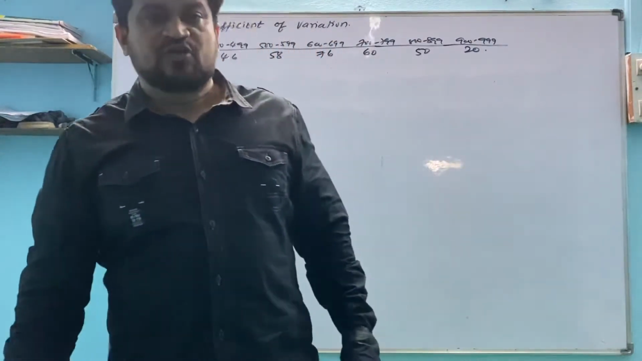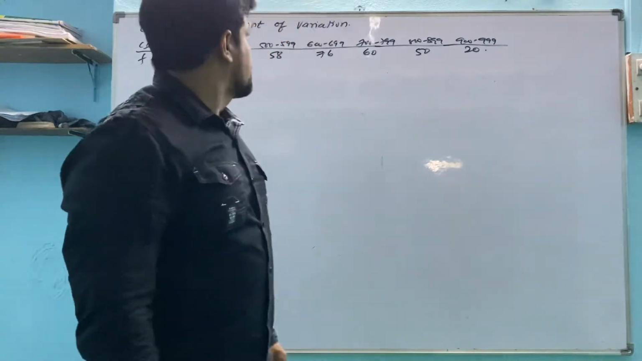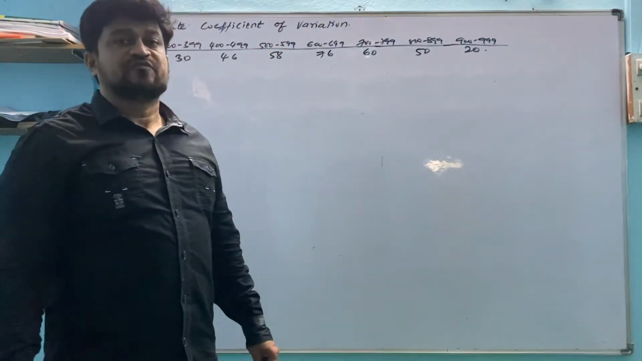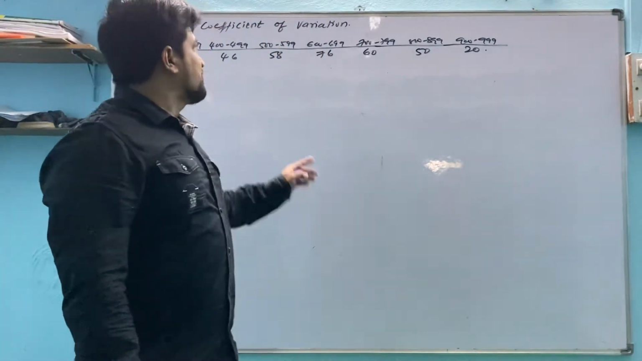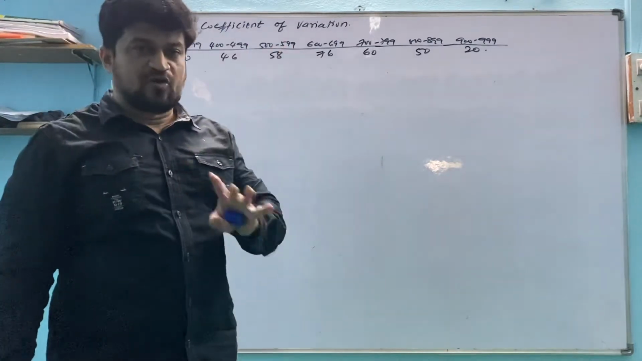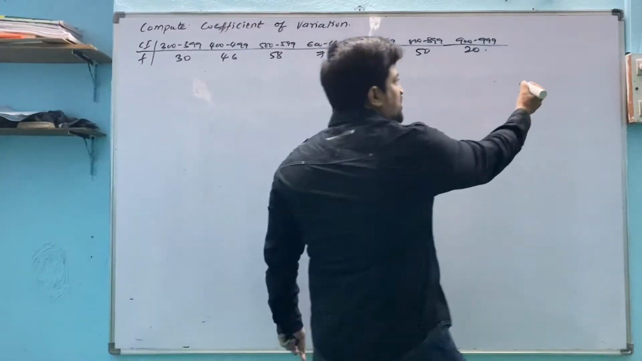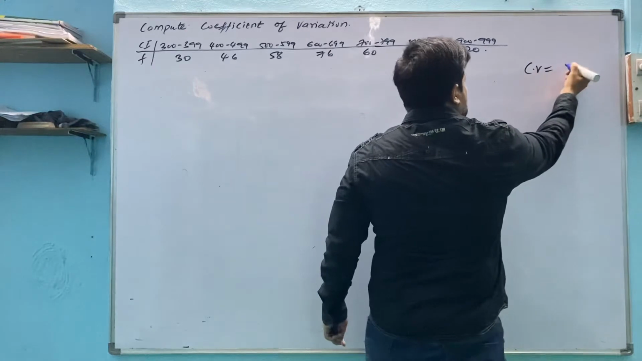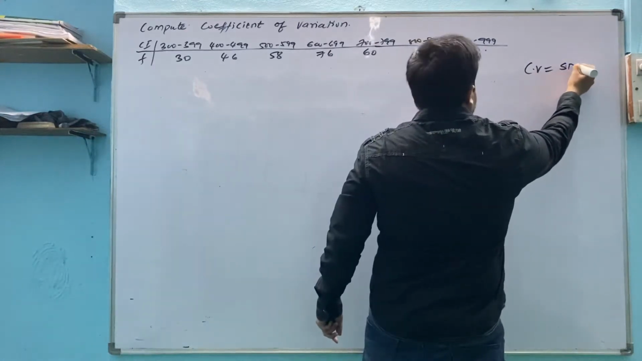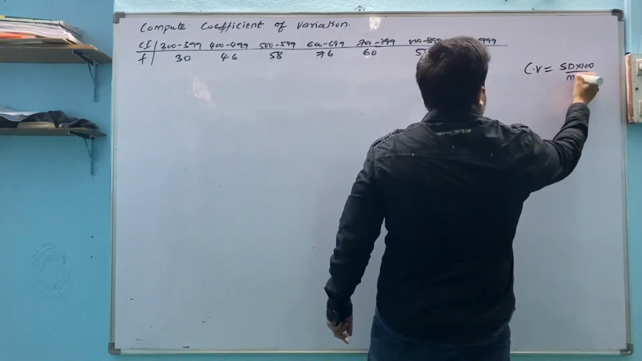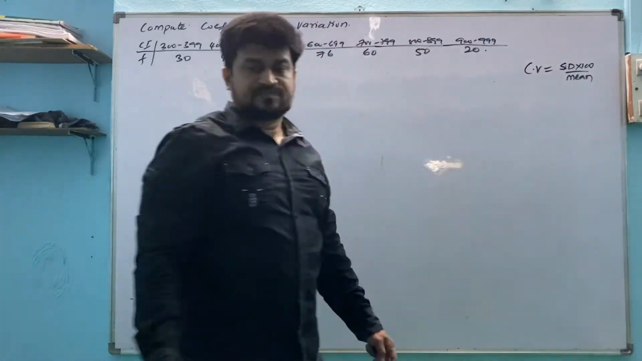Find coefficient of variation, or coefficient of variance. Once you have coefficient of variance, you should know the formula for that one. Coefficient of variance, CV, is equal to standard deviation into 100 divided by mean.